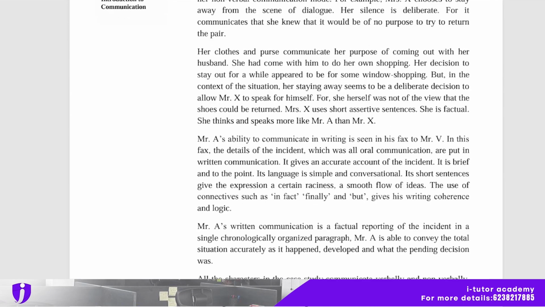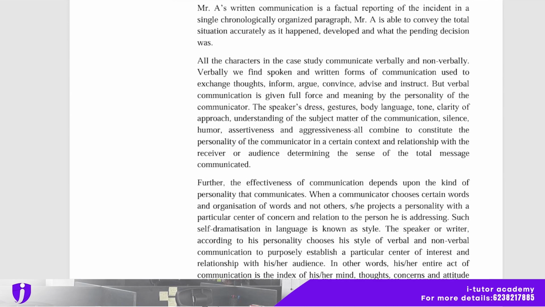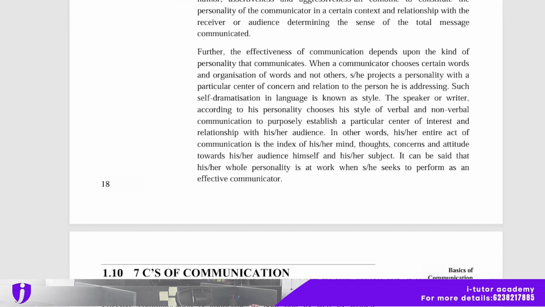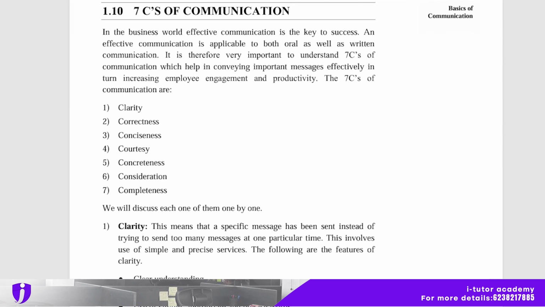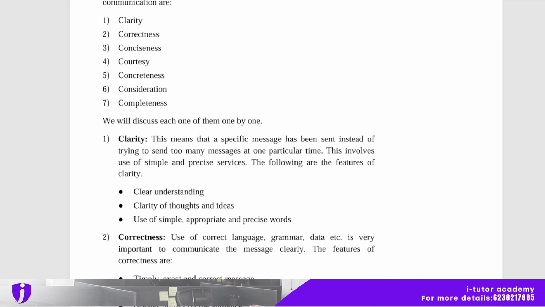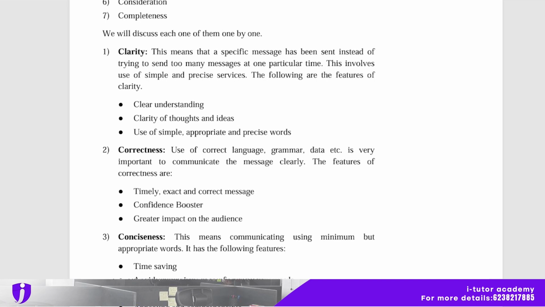So that's about the difference between effective communication and poor communication. 7 C's of communication. What are the 7 C's? Clarity, correctness, conciseness, courtesy, concreteness, consideration, completeness. We will discuss one by one. What is clarity? This means that the specific message has been sent instead of trying to send too many messages at one particular time. That means it should be clear.